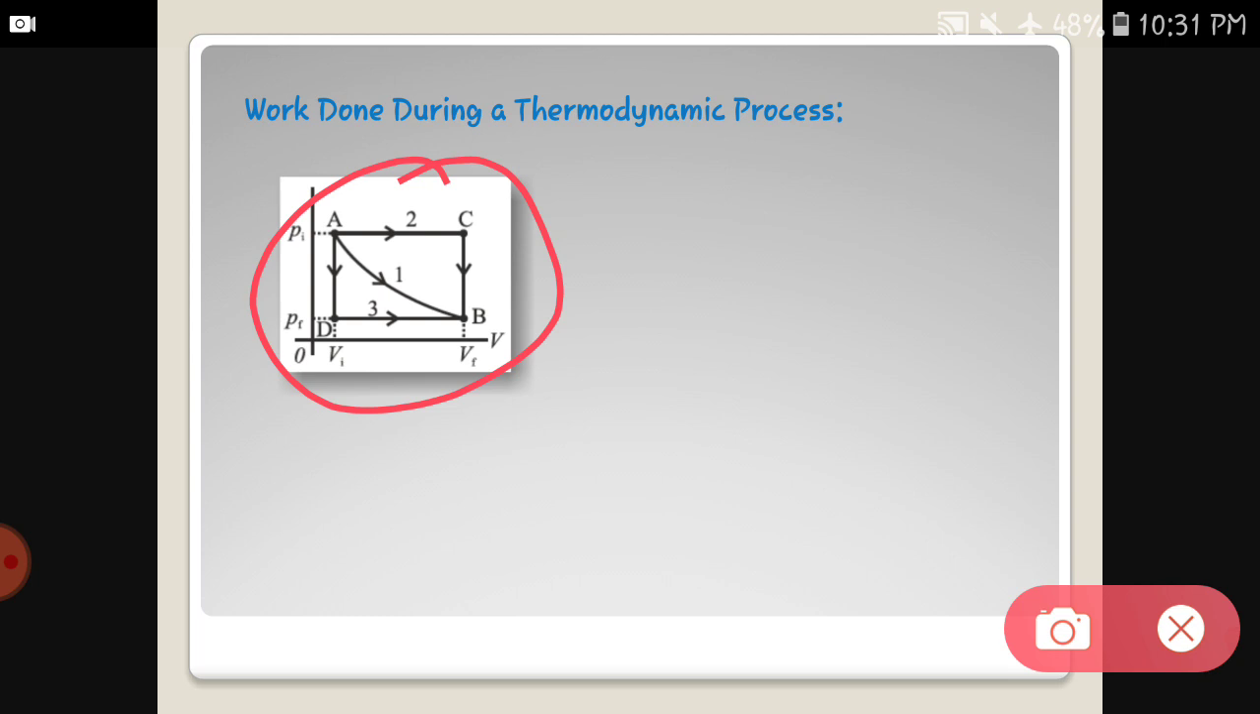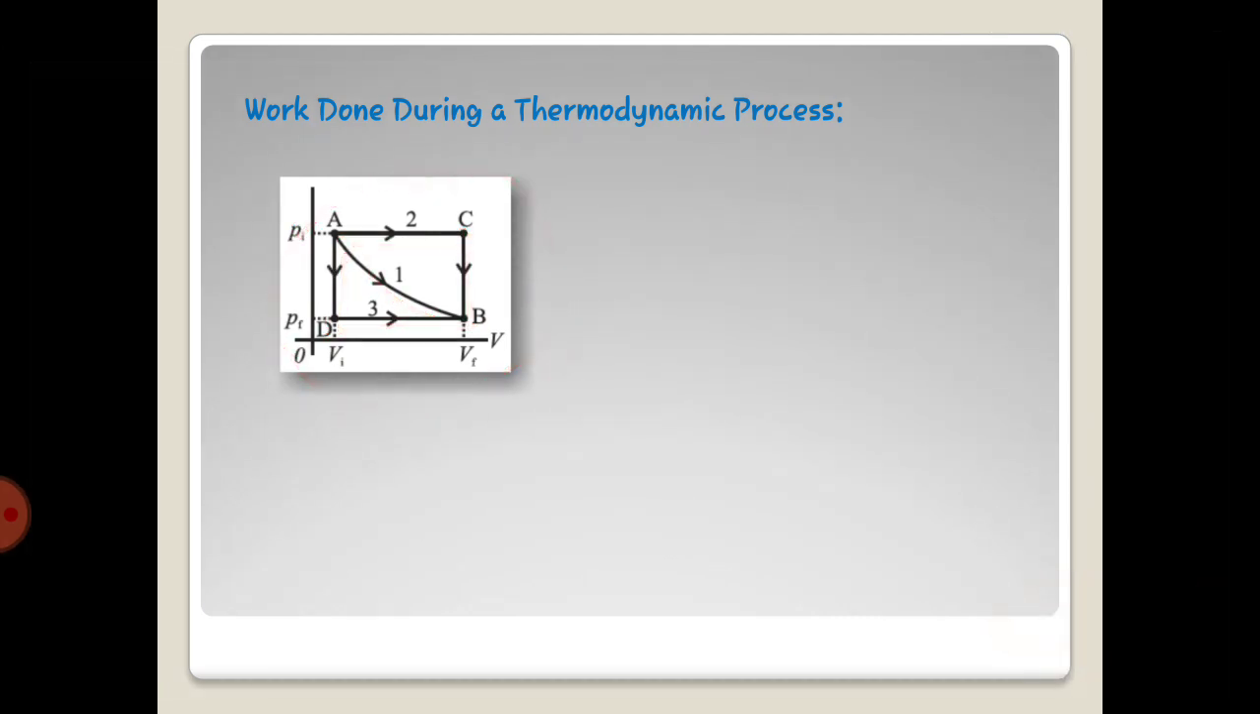Now, they have given many paths to go from A to B. Path 1 is directly from A to B, as you can see over here. Path 2 is from A to C and then C to B. Path 3 is from A to D and then D to B. I hope you got this diagram. They have given us numerous paths by which we can change the state from A to B.